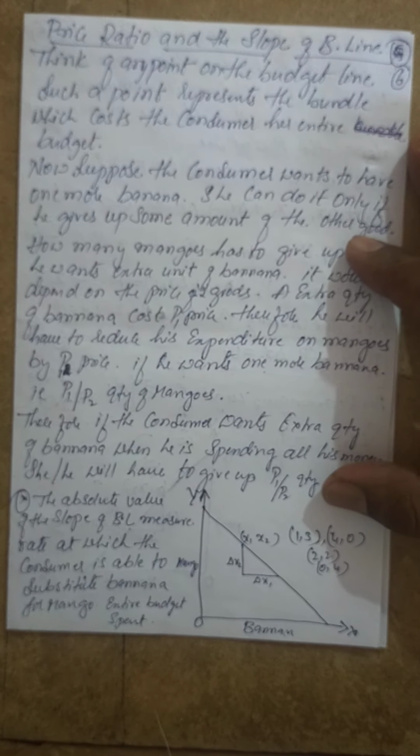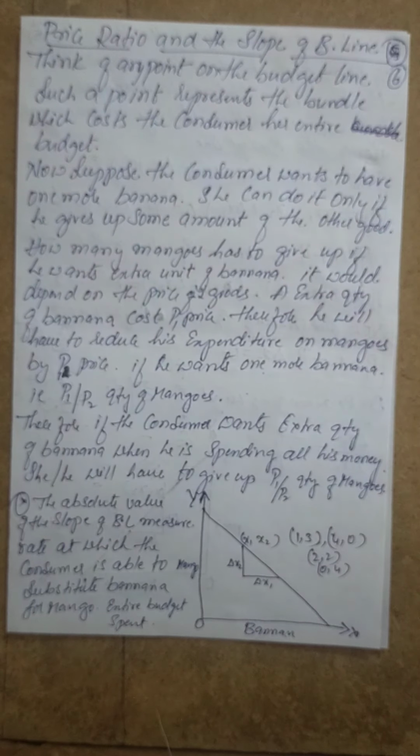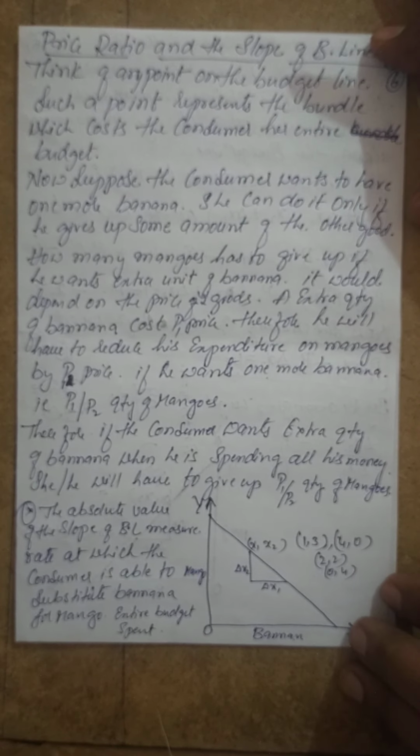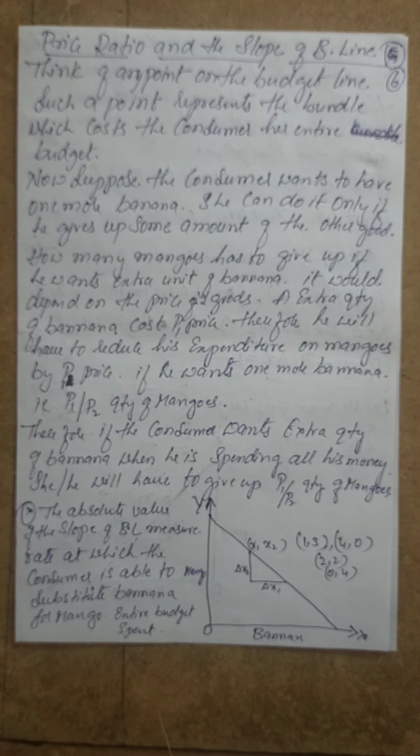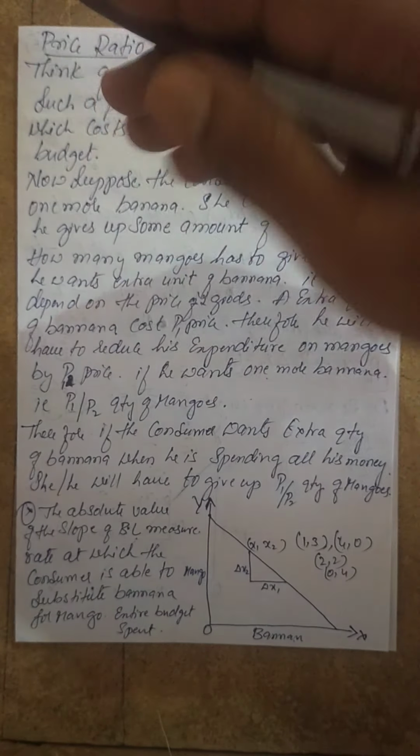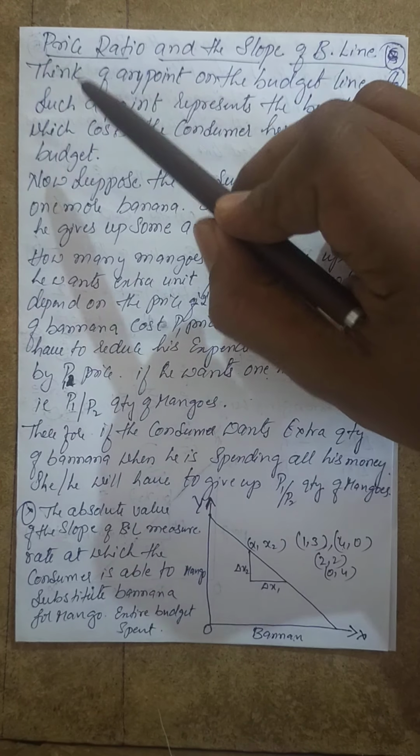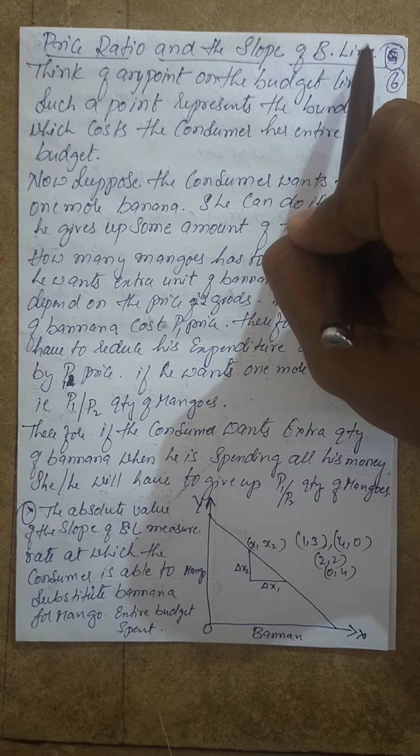Price ratio and the slope of the budget line. What is this price ratio? Just now we have seen p1 divided by p2, which is nothing but a ratio only. So the ratio of two prices, isn't it? So let us see what this says: price ratio and the slope of the budget line.